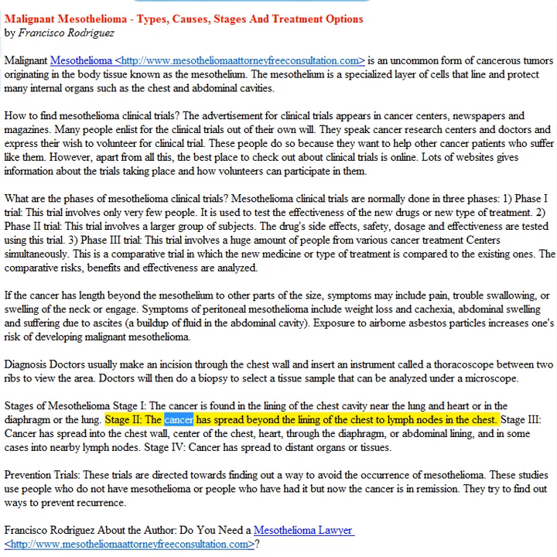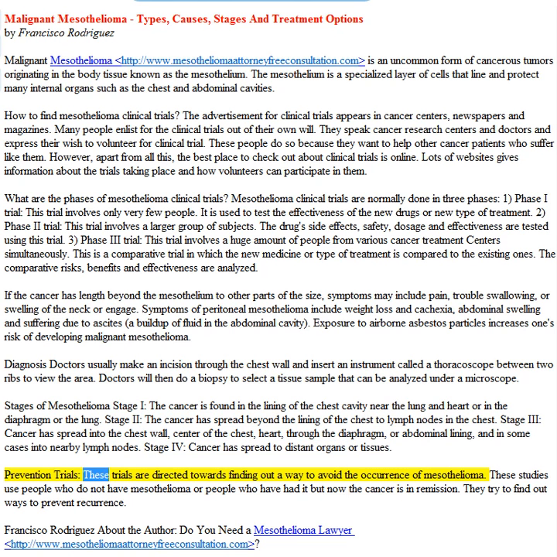Stage II. The cancer has spread beyond the lining of the chest to lymph nodes in the chest. Stage III. Cancer has spread into the chest wall, center of the chest, heart, through the diaphragm, or abdominal lining, and in some cases into nearby lymph nodes. Stage IV. Cancer has spread to distant organs or tissues.